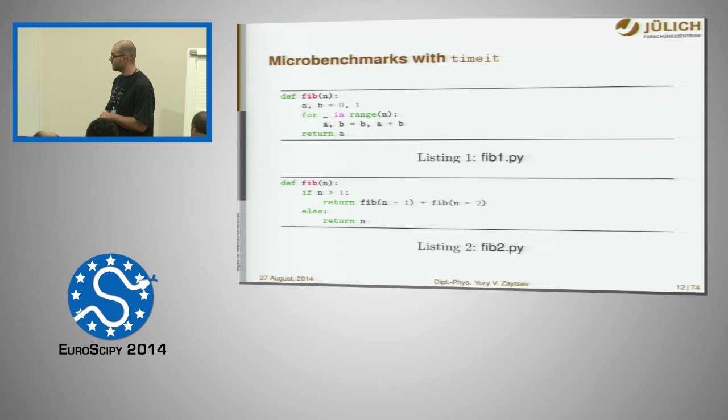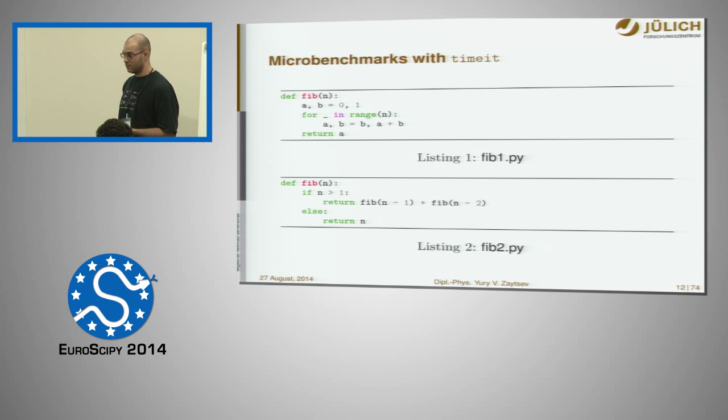Something that I'd like to start with is this classical benchmark of choice, the Fibonacci numbers. Just to remind you, this is a sequence of numbers where each next number is the sum of the previous two numbers, and the goal is to find the nth number. You can obviously do this in two ways. The first way is just to make a loop, as in fib1.py. You start with 0 and 1, the first two numbers, and then you iteratively use these previous numbers to compute the next one and return it.